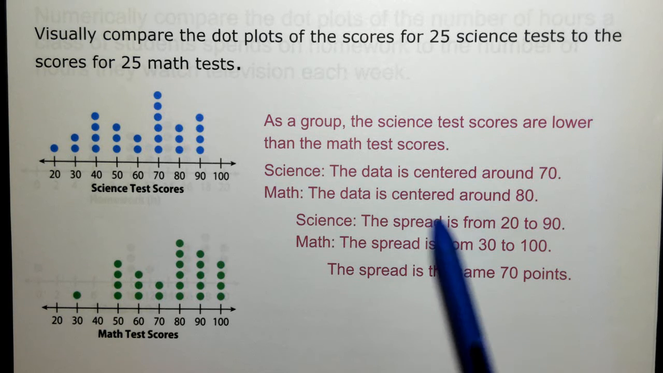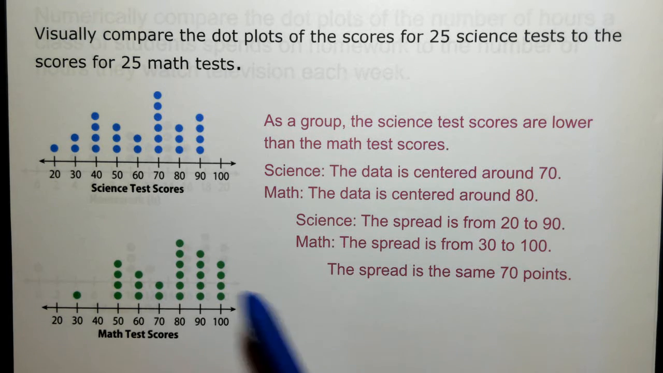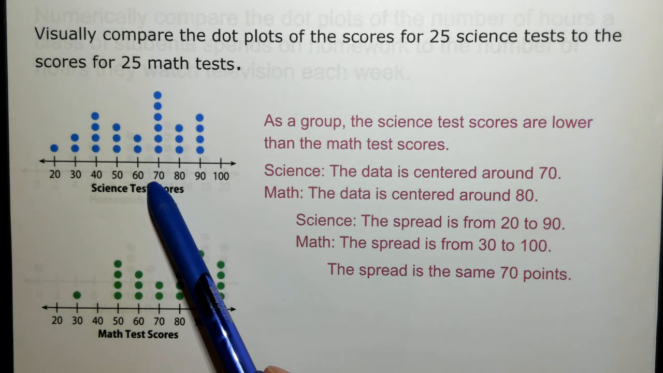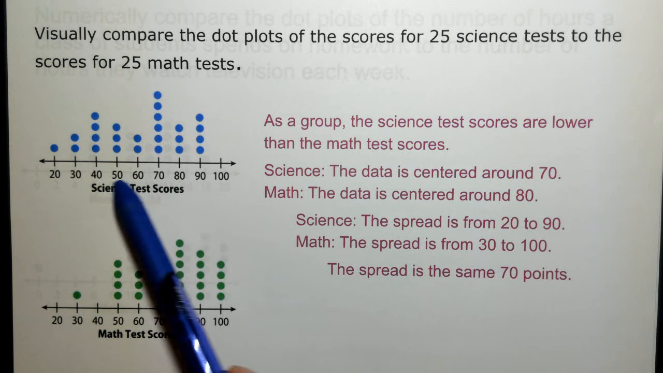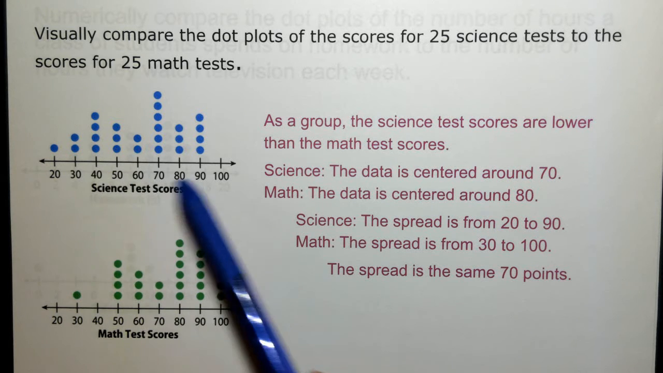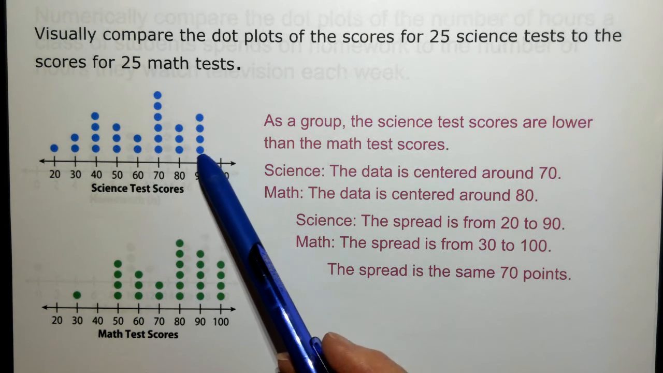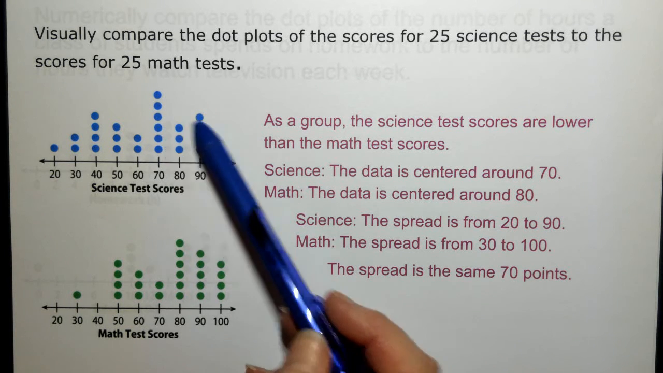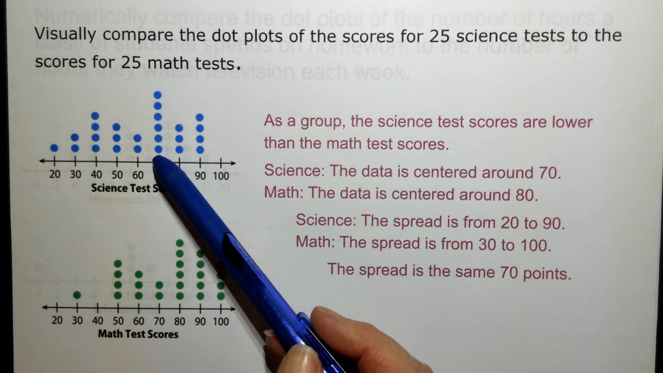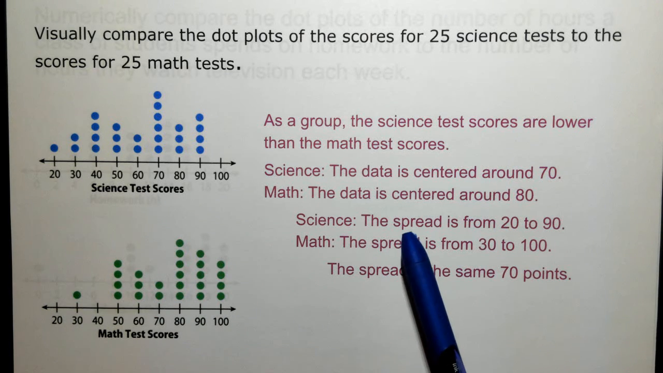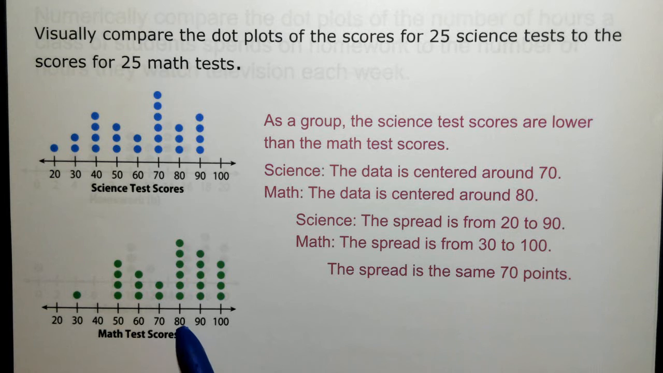Now, what we do notice also is the data is centered around 70. So in both cases, let's say in the first science case, 70 is the center population. So if you were to do the median, 12 below 70, and 12 above, plus 1, so 13. So the median value, if we were to lay them out lowest to highest, would be 70. Same thing is true of math. The center is around 80. So if you were to pick the median, it would be 80.